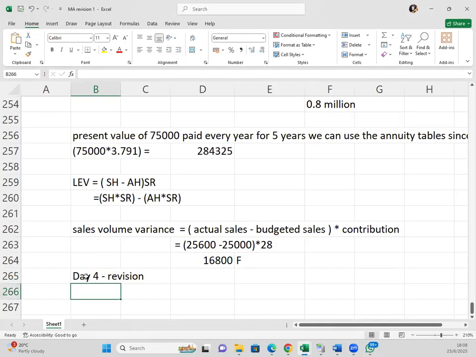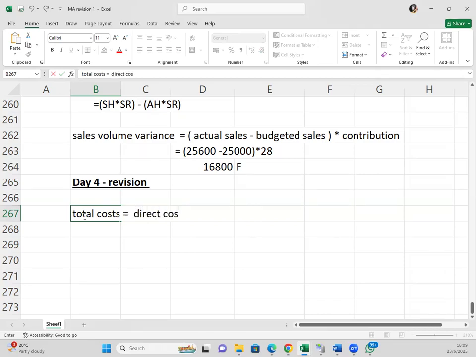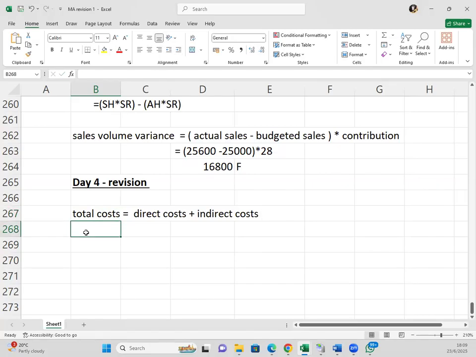Okay, so we have said the total cost for a business can be direct costs, or it can be indirect costs, which we can give the name overheads. So we can have the direct costs and we can have the indirect costs. The indirect costs can be termed overheads.